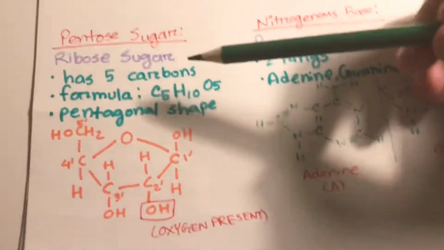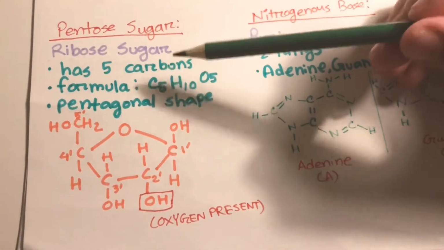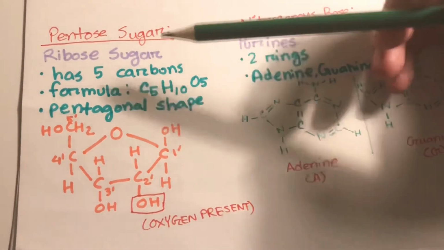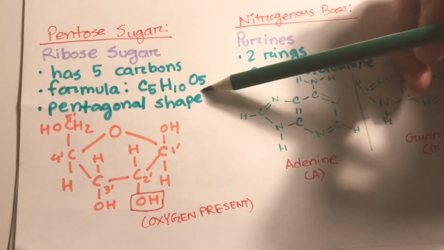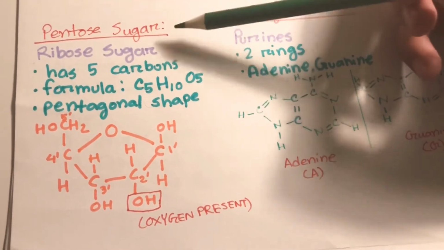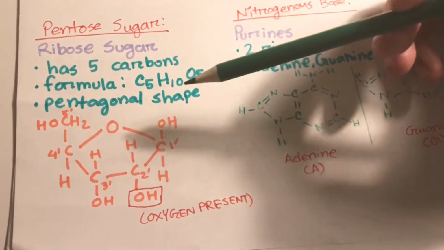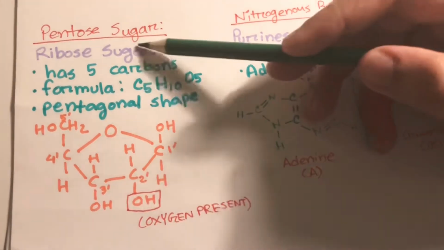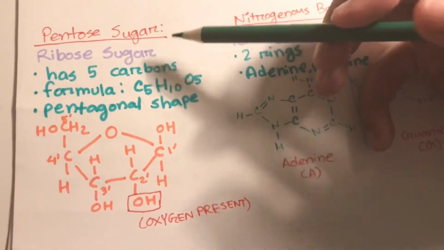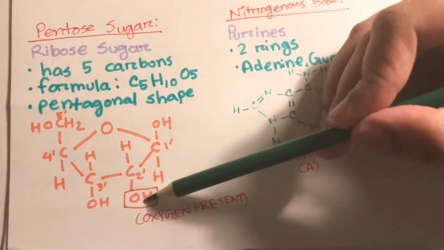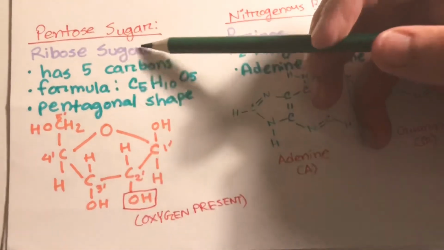So for the pentose sugar in RNA, we have the ribose sugar. It also has 5 carbons, and the formula for ribose sugar is C5H10O5. The only difference between the ribose sugar and the deoxyribose sugar from DNA is that there is one extra oxygen in the second carbon in the ribose sugar. So now we know that the pentose sugar present in RNA has one extra oxygen in the second carbon, and it's known as the ribose sugar.